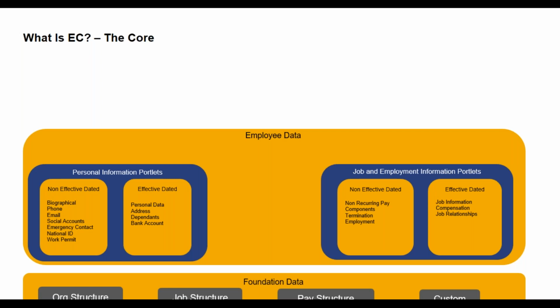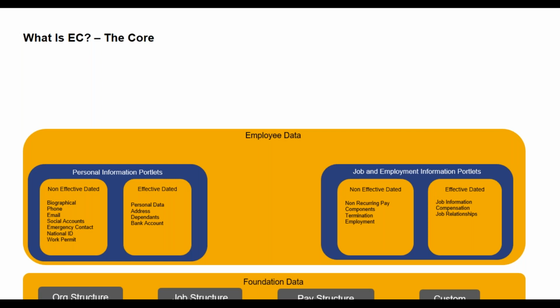And we also have the non-effective dated portlets, where you store only the active current data. You will not have any history. You will only see one record, like your biographical information, which stores your date of birth. Your date of birth will not change every year or every 2 years. No, it remains the same throughout your lifetime. You'll have only one date of birth. Throughout your lifetime, you'll have only one PAN card or one Aadhaar card. That's your national IDs. So there are some portlets which are not effective dated. So you have these portlets both in personal information and in job information.